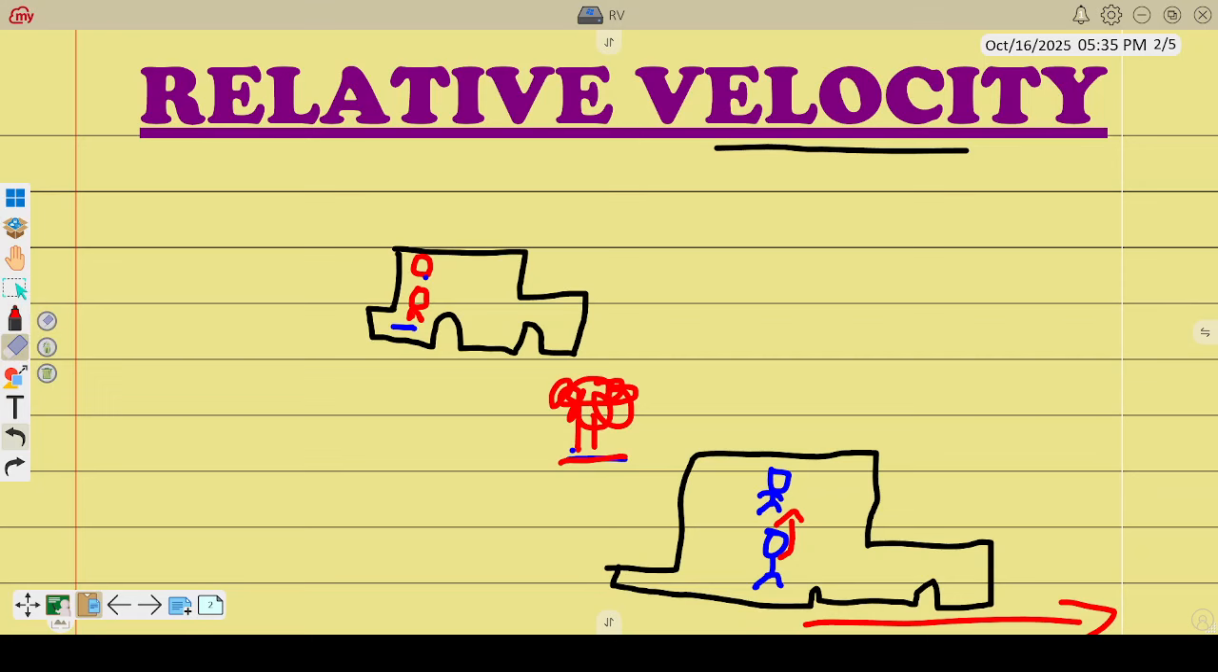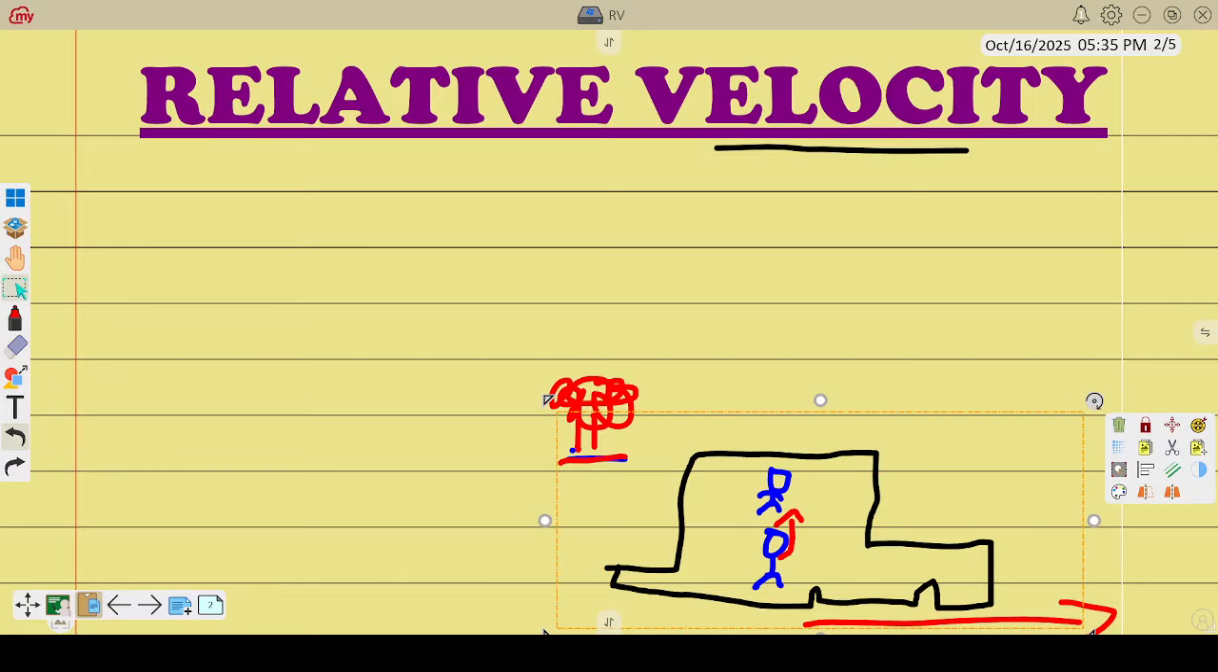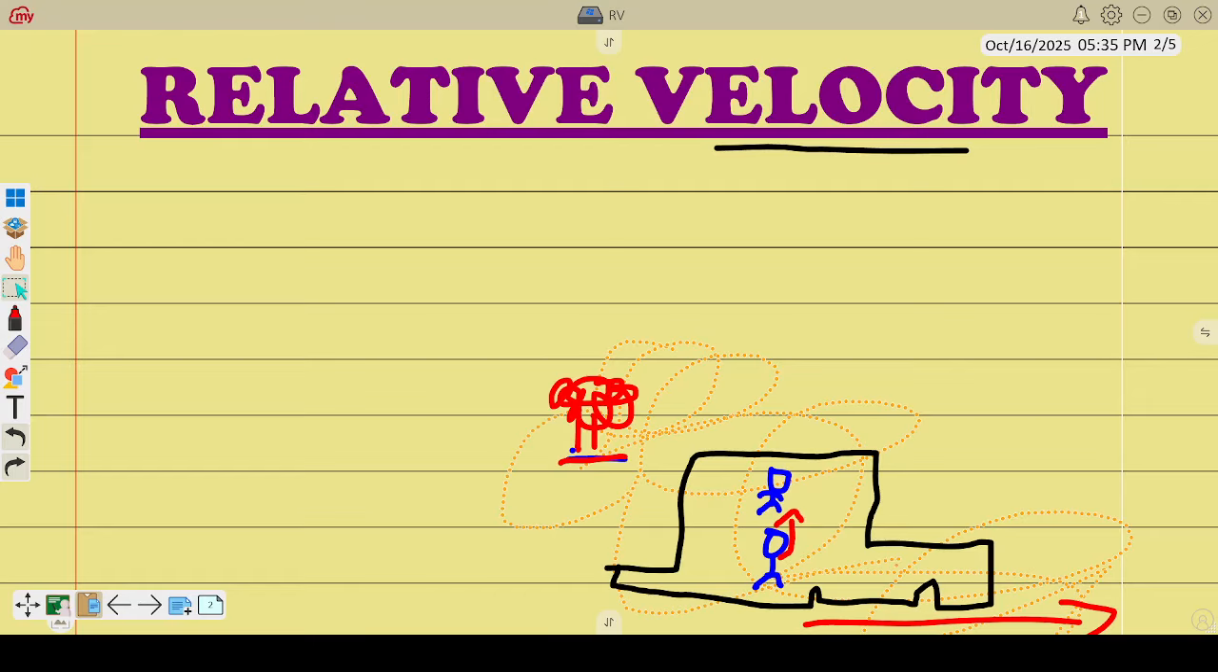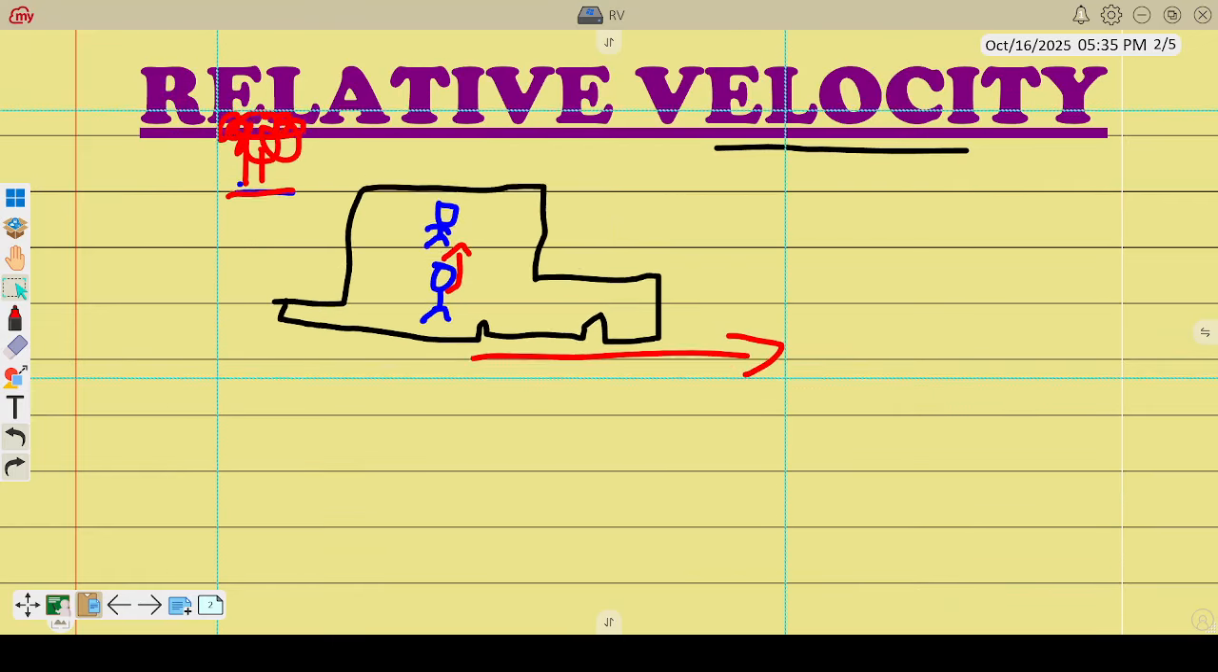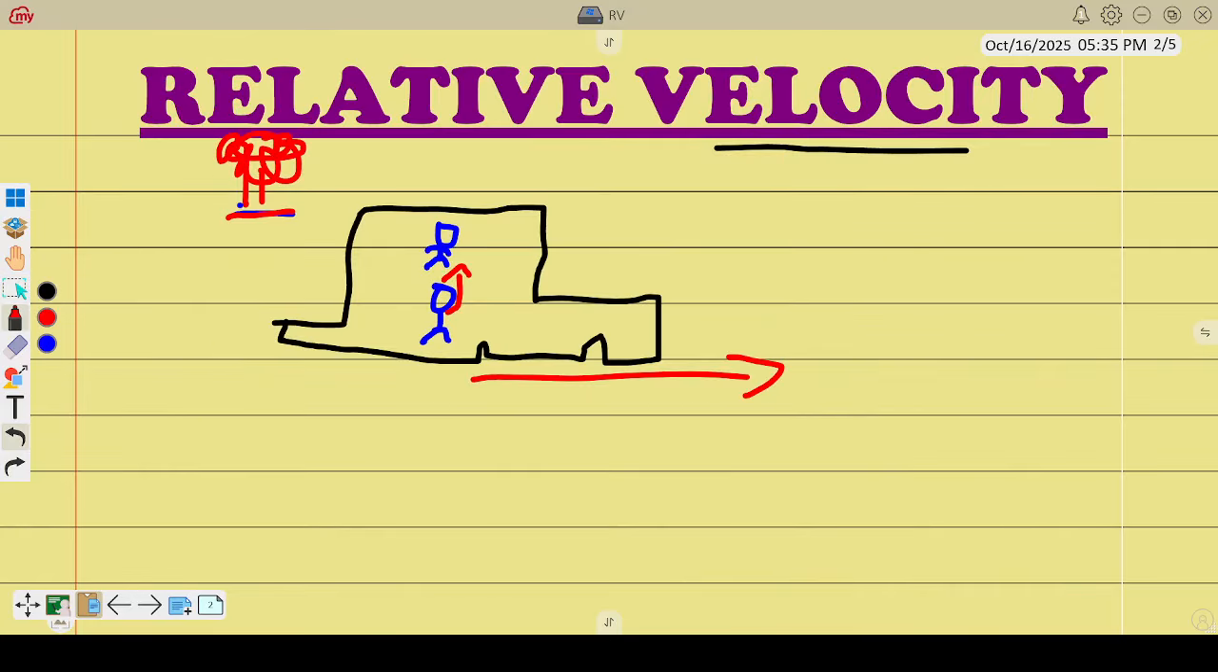So let's say we're going to move these things somewhere here. So let's say the car is moving with a velocity of 20 meters per second. That is the velocity of the car. So meaning even these two people, even as they are seated, their velocity is 20 meters per second. That's what it means here.